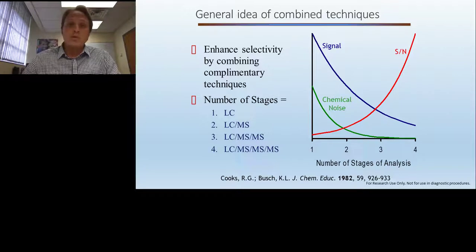And so by doing 2 techniques, say LC followed by mass spectrometry, we get a gain in signal to noise, and then 3 techniques, we get a subsequent gain in that signal to noise. And so it allows us to have complementary selectivity. And so in most cases, you're doing LC-MS-MS, but you can do LC-MS-MS-MS or LC-ion mobility mass spectrometry, which would be a third complementary technique in separation.